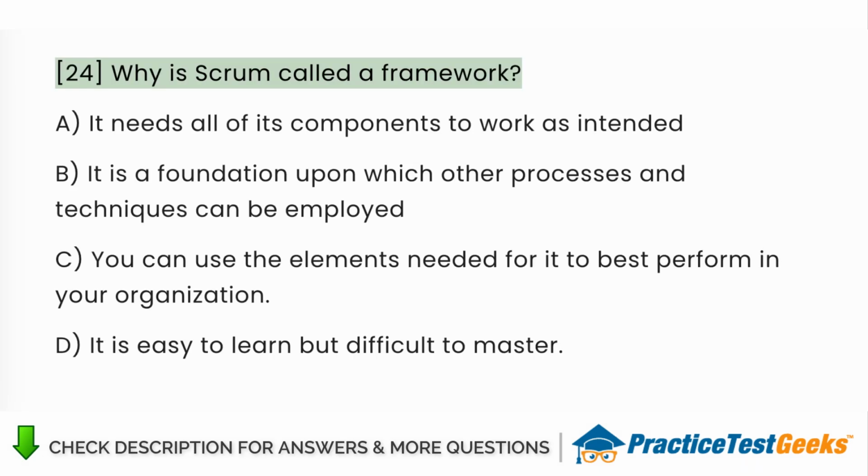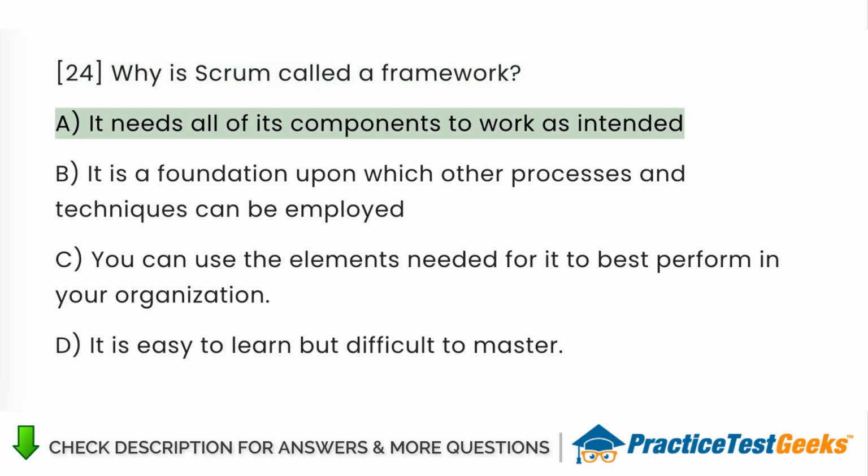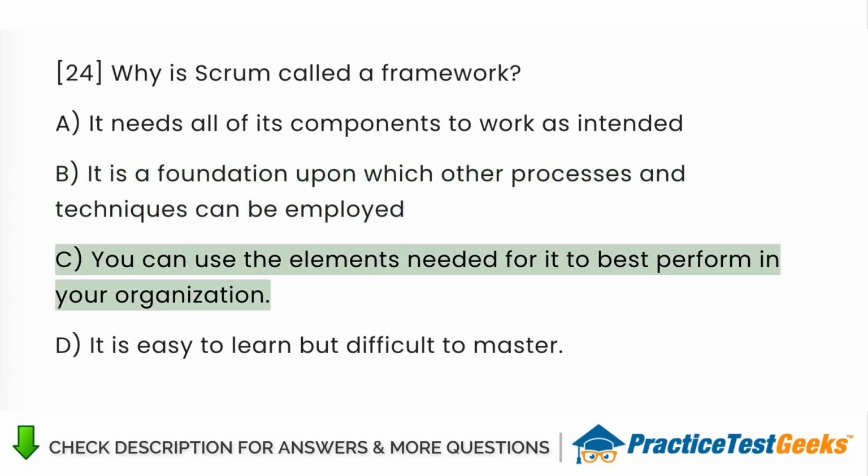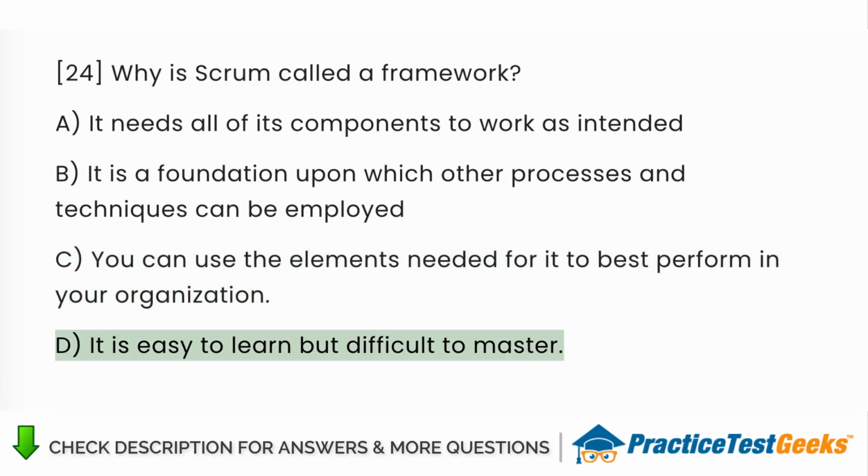Why is Scrum called a framework? A. It needs all of its components to work as intended. B. It is a foundation upon which other processes and techniques can be employed. C. You can use the elements needed for it to best perform in your organization. D. It is easy to learn but difficult to master.